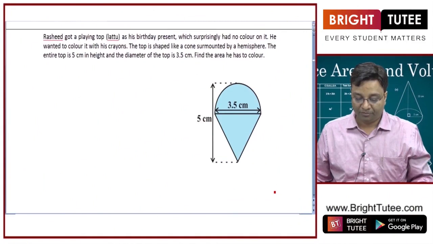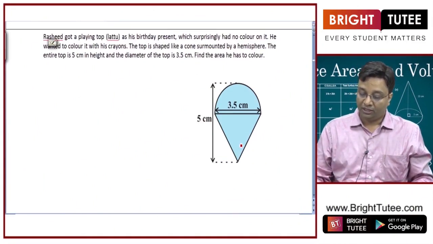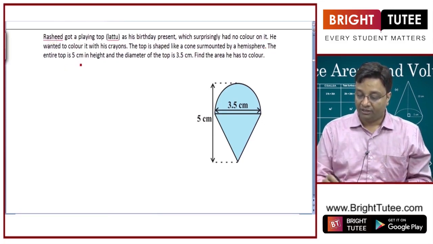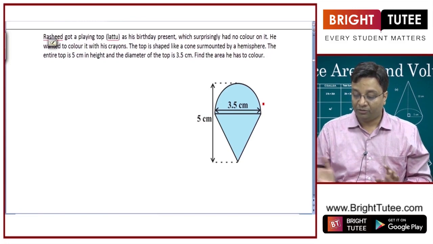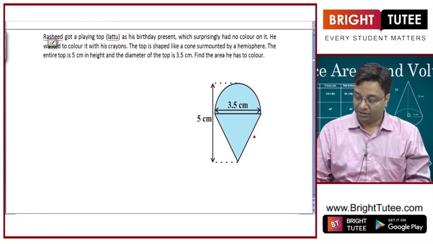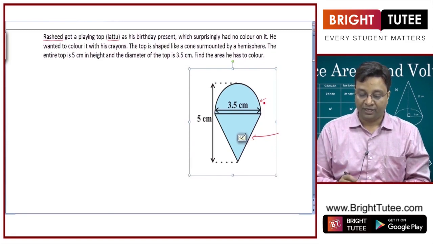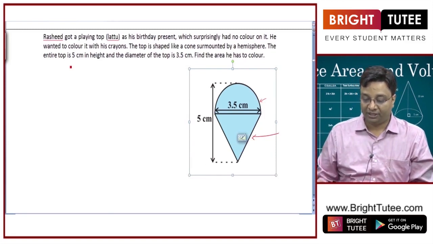Let us say we have got a plain top or lattu which had no color on it. So he wanted to color it with his crayons. The top is shaped like a cone surmounted by a hemisphere. So this is a cone and this is surmounted by a hemisphere. The entire top is 5 centimeter in height.